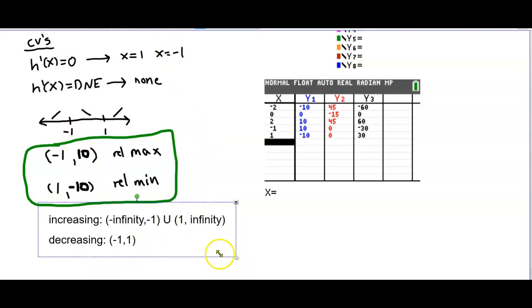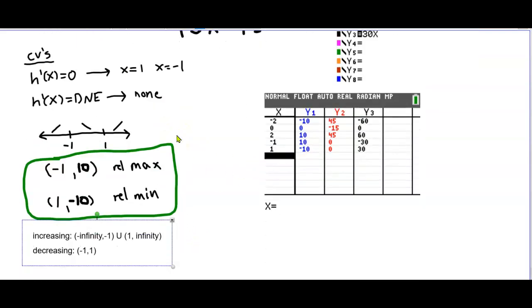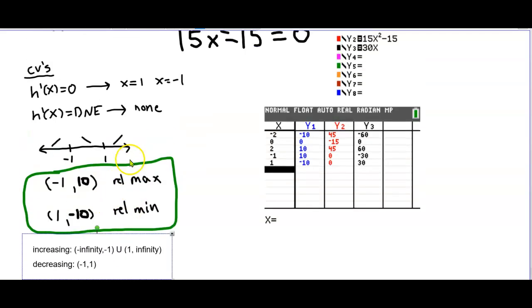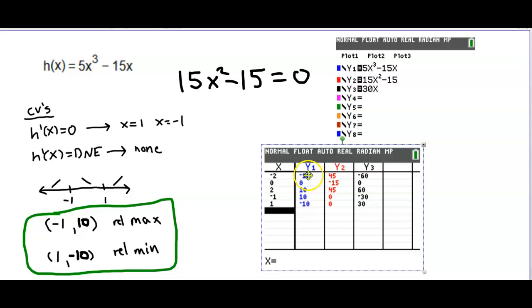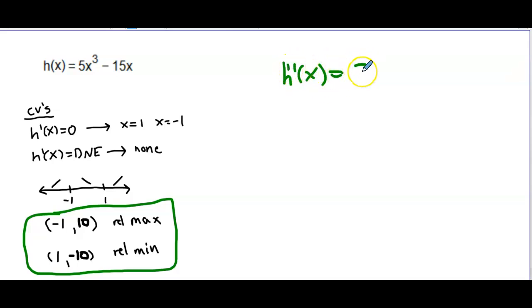So that takes care of perhaps even more than the first half of this problem. We've got the intervals of increase and decrease, and we've got the relative extrema identified and labeled. So next up, we need the inflection points and the concavity, and that's going to be a job for the second derivative. So our second derivative, h double prime of x, equals 30x.